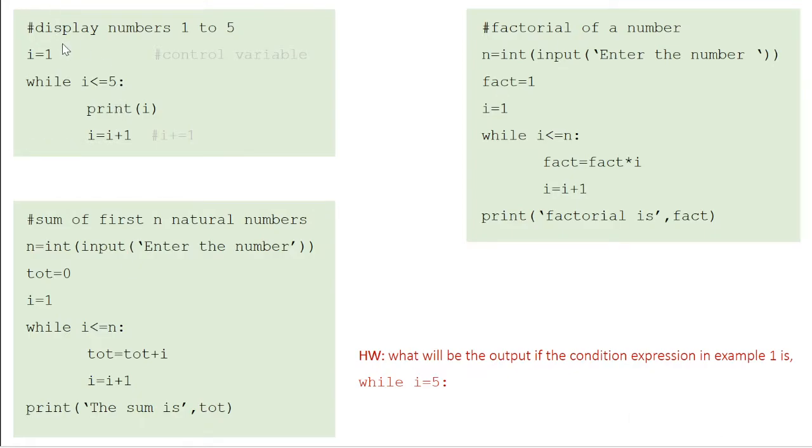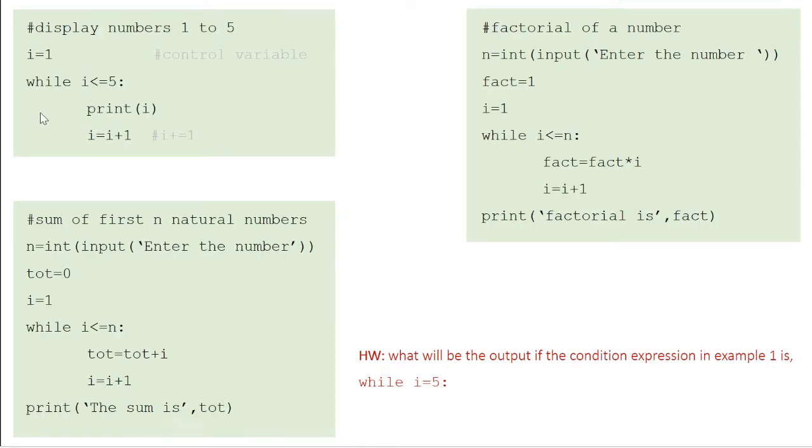First one, a simple program to display numbers from 1 to 5. So you have to initialize the variable to the starting value 1. That's what I'm doing here, i equal to 1. Now I have to define the while loop using a condition expression. So my condition is i less than or equal to 5, meaning as long as i is less than or equal to 5, the answer is true, the loop will be executed. The moment the value of i becomes greater than 5, the condition expression becomes false and the loop stops executing.